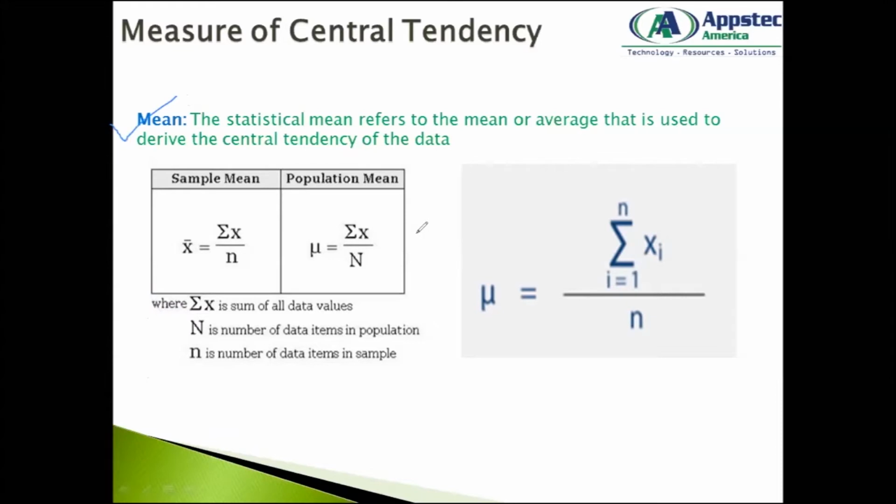So what is a statistical mean? The mean, or the average, is used to derive the central tendency of the data. So we call it nothing but mean, or nothing but average.